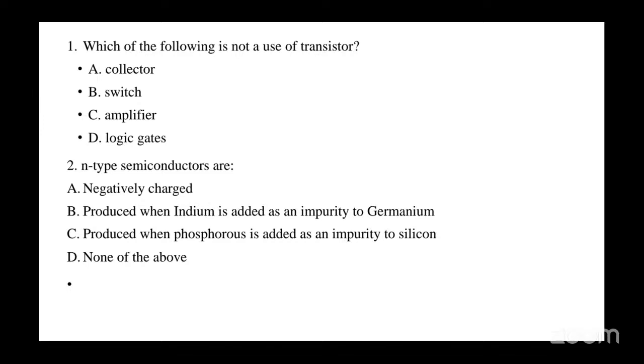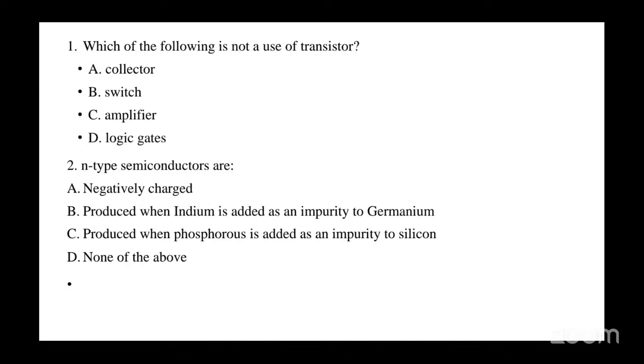The options here say: A, collector. Transistor is not used as a collector, that is A. B says switch, C amplifier, and D logic gates. Now, a transistor is a semiconductor device that can act as a switch, can act as an amplifier, it can act as a current regulator in electronic circuits.